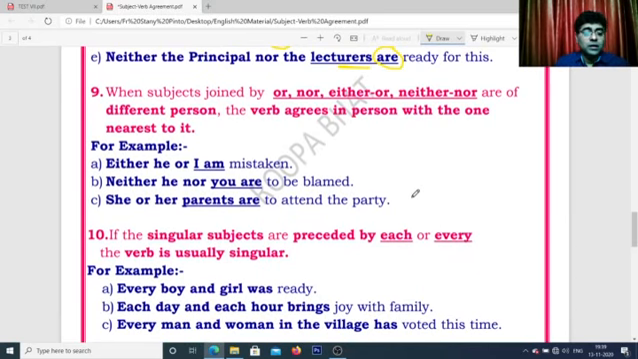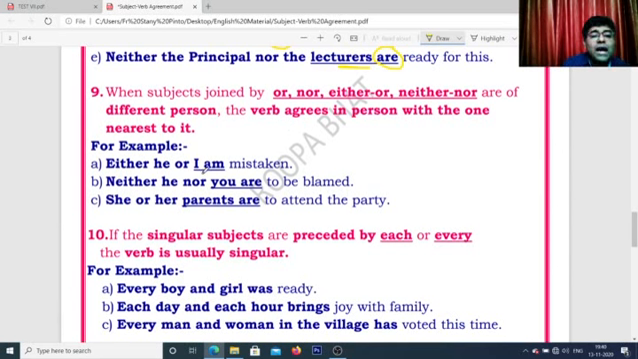Next. When the subjects joined by or, nor, either, or, neither, nor are of different person, the verb agrees in person with the one nearest to it. I tell you, these rules and all will surely confuse you because there are many, but the examples should make things perfect.